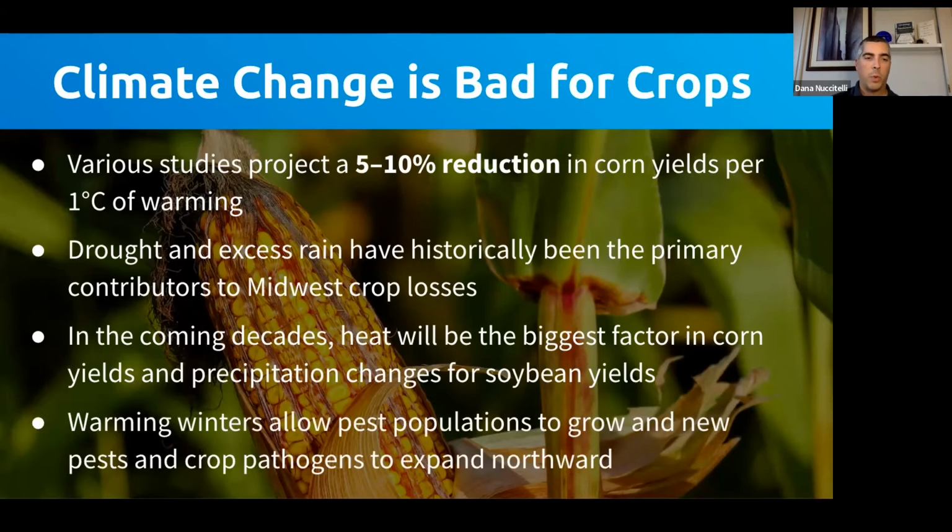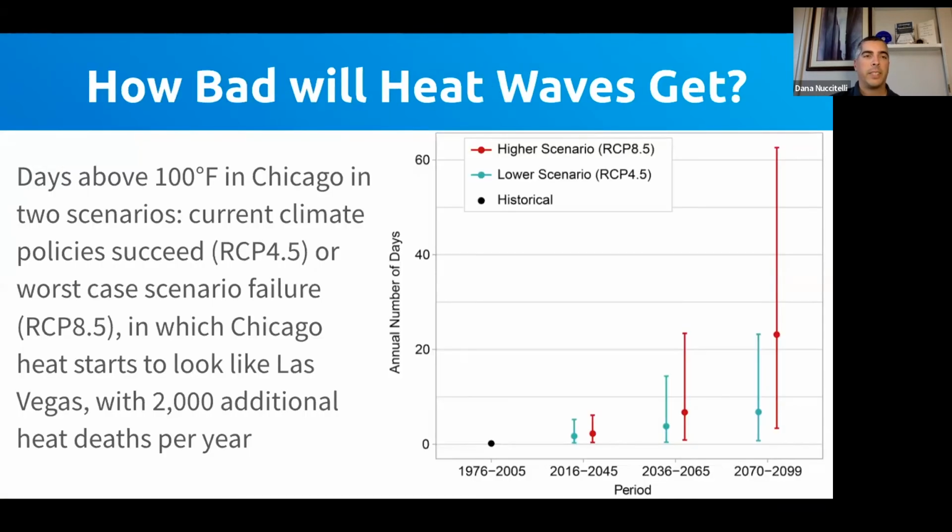And we have the same problem with warmer winters, allowing pest populations to grow and expand further to the north, also crop pathogens, and those will have adverse impacts on crop yields too. And then we've got the heat waves. In cities in particular, they are problems. This is a nice chart from the fourth assessment report, looking at days above 100 degrees in Chicago, which is not adapted to that extreme heat.